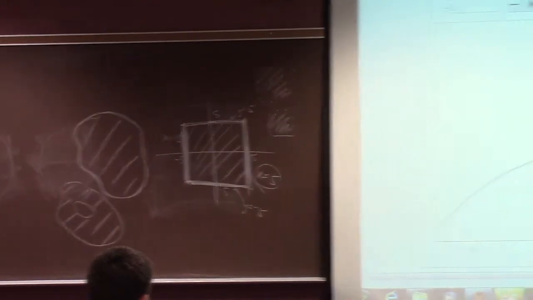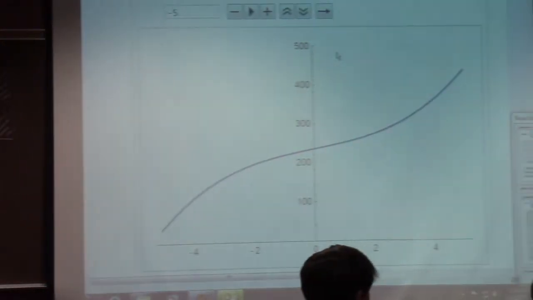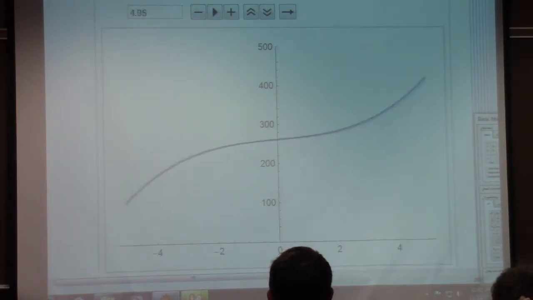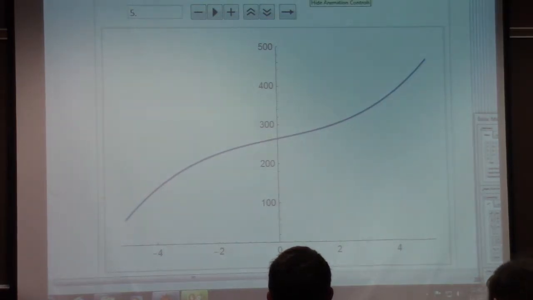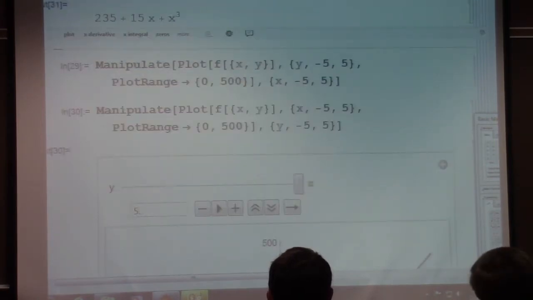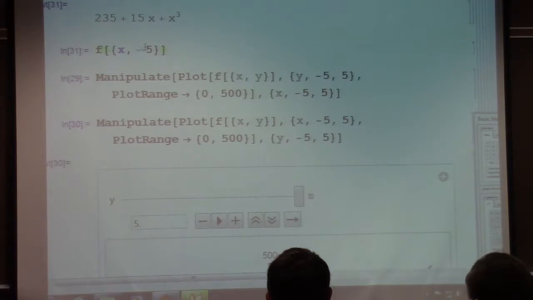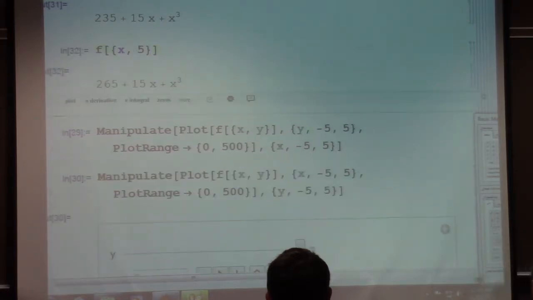We let y change so that we consider different horizontal lines. The graph changes, but all we care about is when y gets back up to +5. The graph looks very similar. In fact, it's just a vertical translation of the previous one. Plus 265 instead of 235.